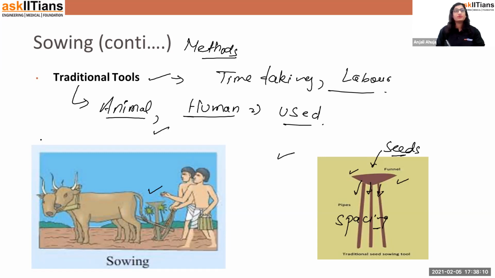One more point. If a question comes in your paper asking what are the disadvantages of the traditional tool, you can say the spacing problem. You are using this, but then you just take it out, take it out, so you're not measuring it. So there might not be uniform distribution. You may say uniform distribution might not be there.